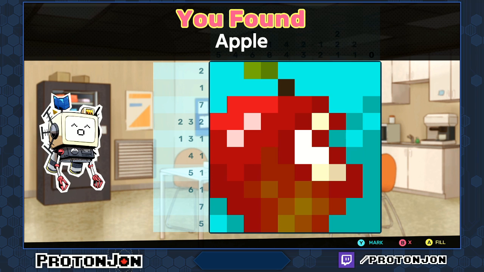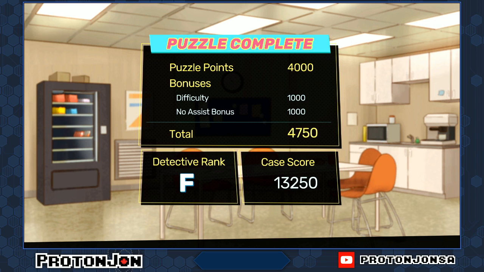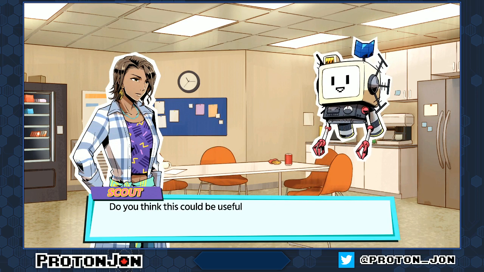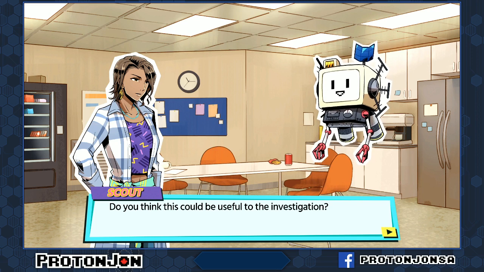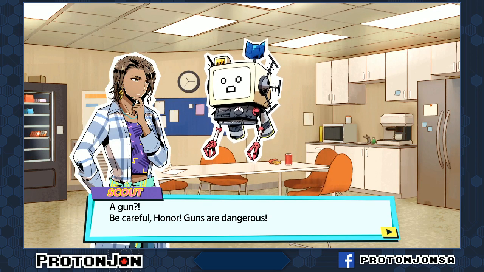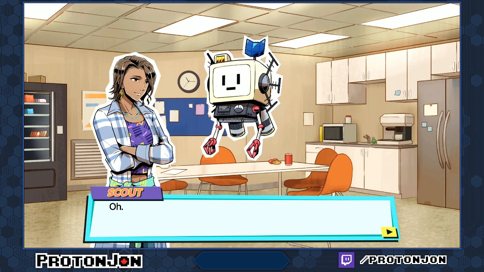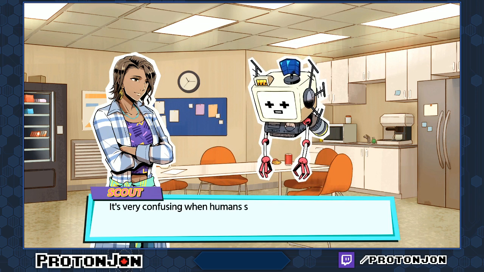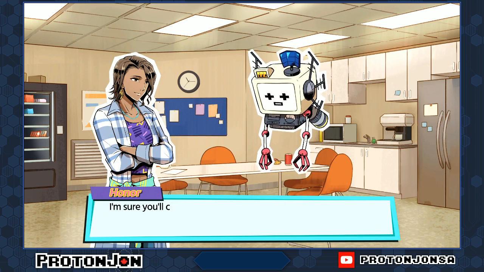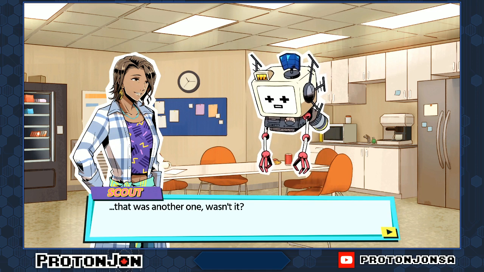You found an apple. Don't you think this could be useful for the investigation? I'll be honest, it seems unlikely that an apple is the smoking gun. A gun? Be careful, Honor! Guns are dangerous! No, Scout, it's a turn of phrase. It means the murder weapon or a vital clue. Oh. It's very confusing when humans say things that mean other things. I'm sure you'll catch on. Catch on to what? That was another one, wasn't it?